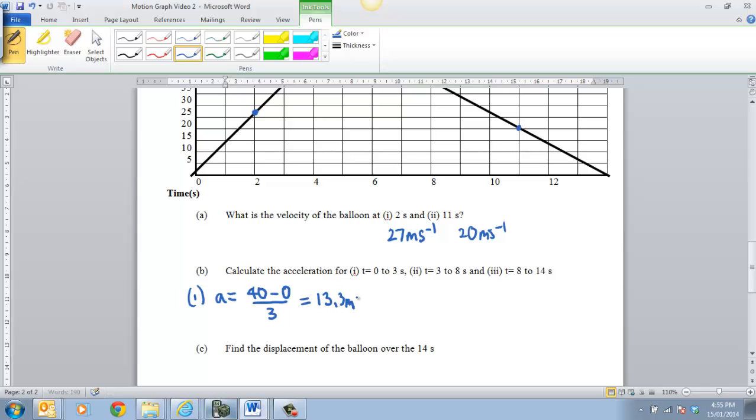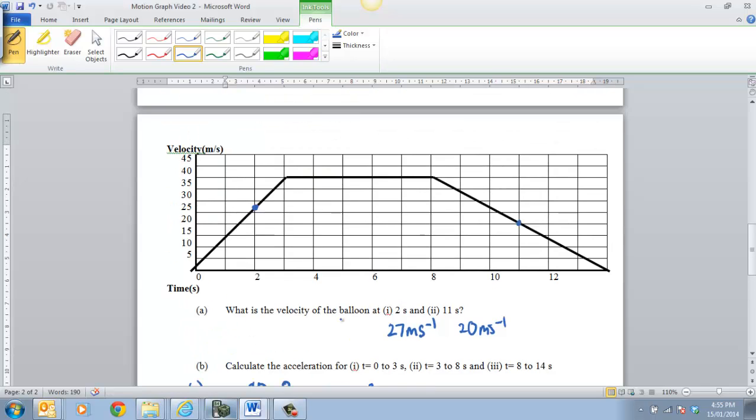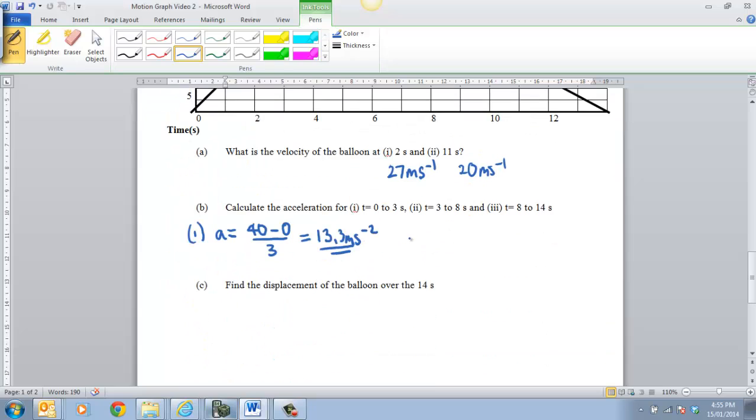13.3 metres per second squared. So that's number 1. From 3 to 8, so from this section here, it's not changing its velocity. Its velocity is staying constant at 40 metres per second. So for that segment, for number 2, we know that the acceleration is equal to 0 metres per second squared.